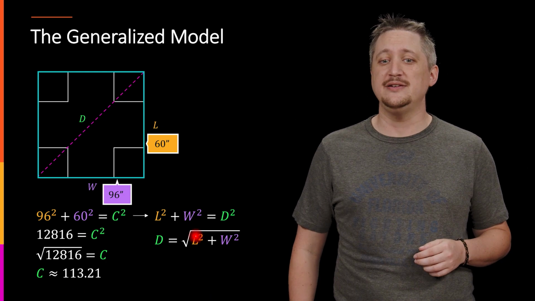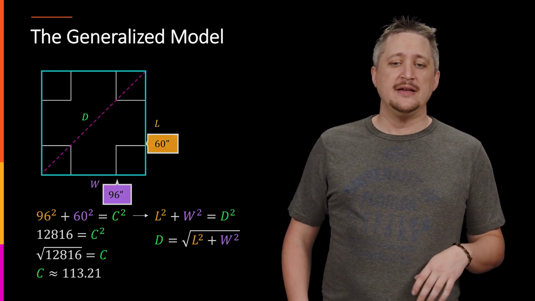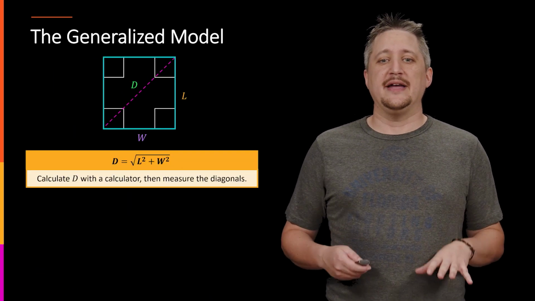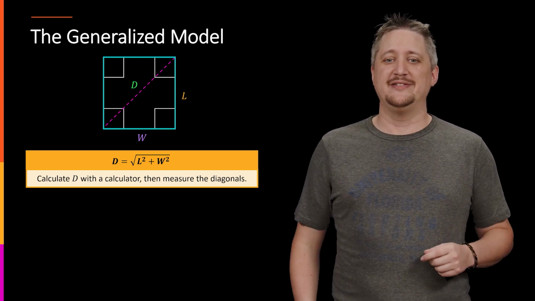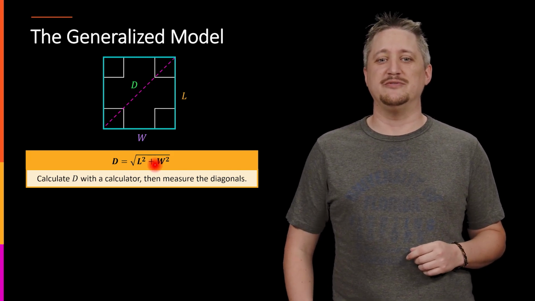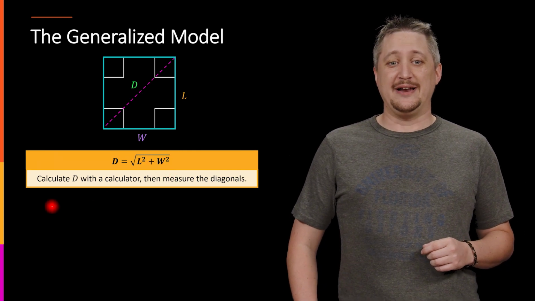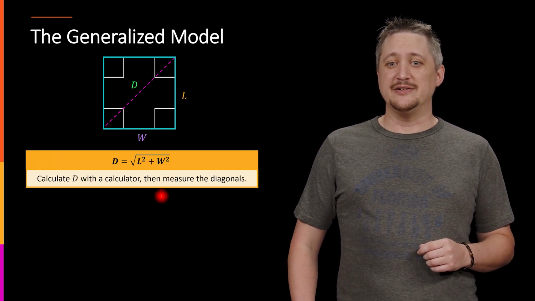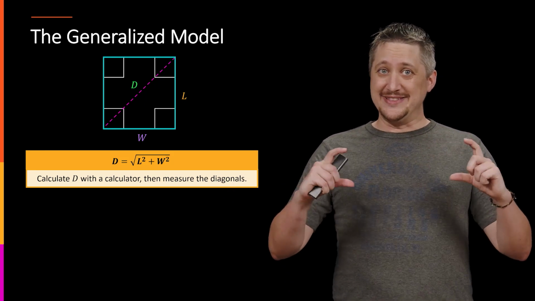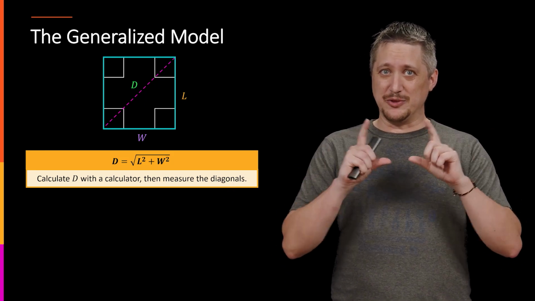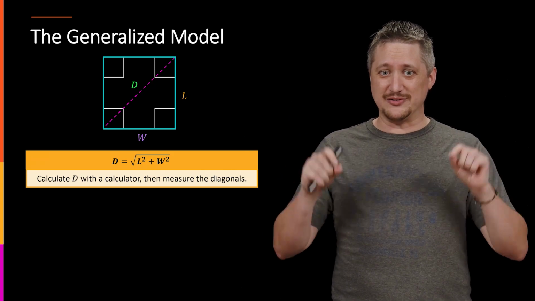So I solved for d, square root both sides. Then I took that and wrote this out on a piece of paper for my mom. I wrote out d equals square root of L squared plus W squared. And I wrote underneath, calculate d with a calculator and measure the diagonals. I presented this piece with the little square mock-up so she could see what I was talking about.